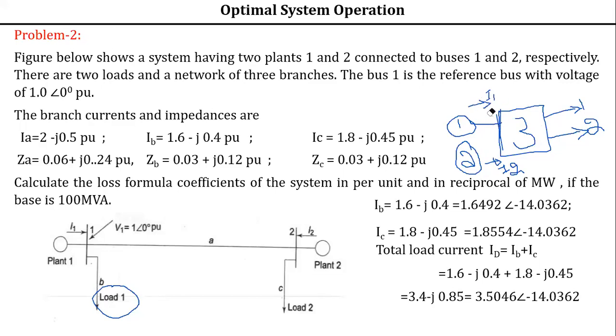Under this case, when plant 1 alone is supplying the total load current, you find out the current distribution factor in all these three lines. What are the three lines or branches? A, B, C. So what are the current distributions for these three branches? MA1, MB1, MC1, where suffix 1 indicates plant 1 is operating. You have to calculate it. So that is case 1.